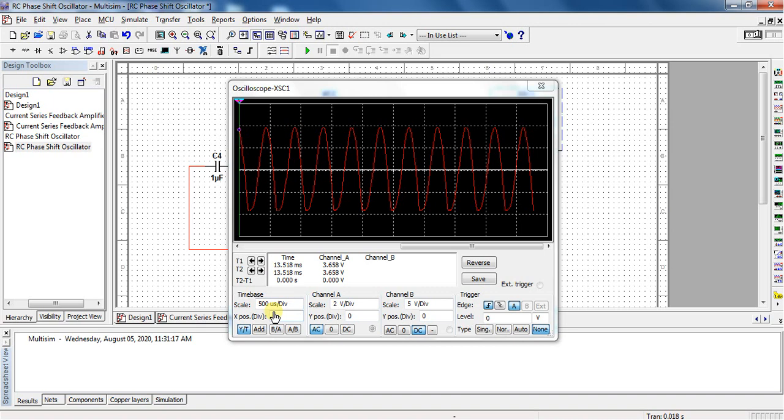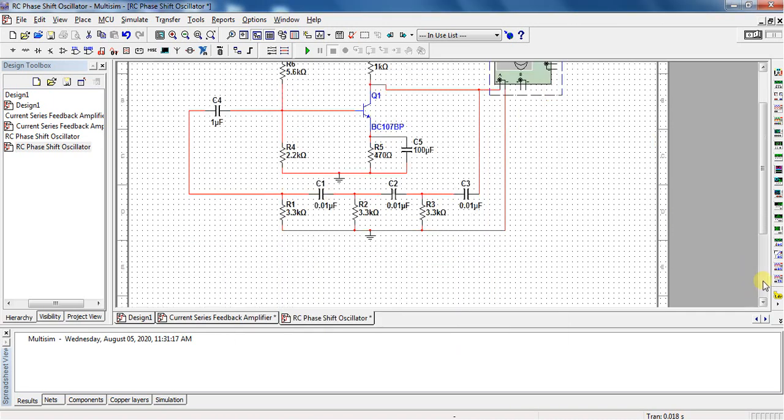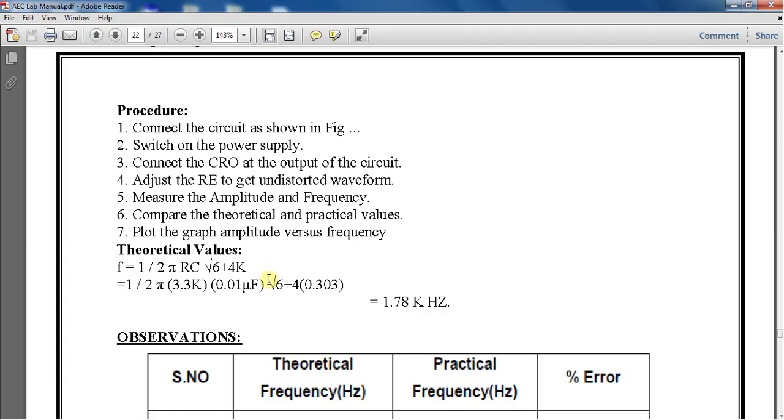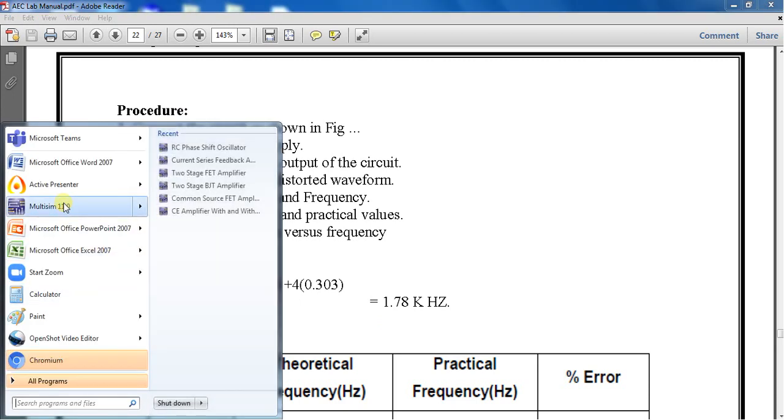If you divide 1 by the time period, that gives the frequency of oscillation. Similarly, amplitude into the channel A volts per division gives the amplitude, here the peak to peak amplitude. Theoretical values we can calculate, and practically the theoretical frequency is 1.78 kilohertz. If you divide 1 by 500 microseconds, we will get some value.